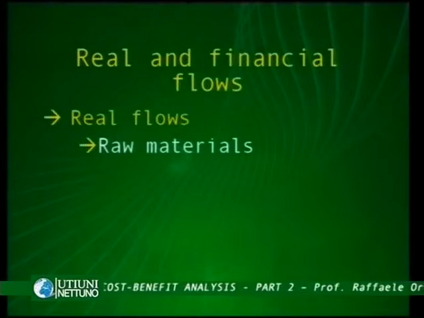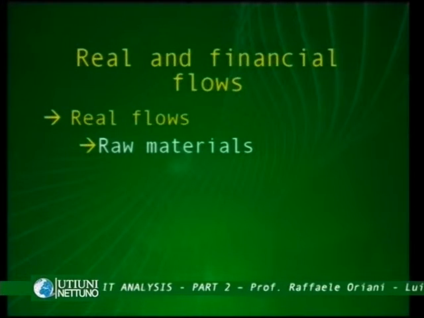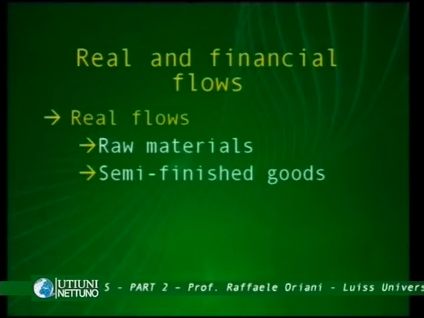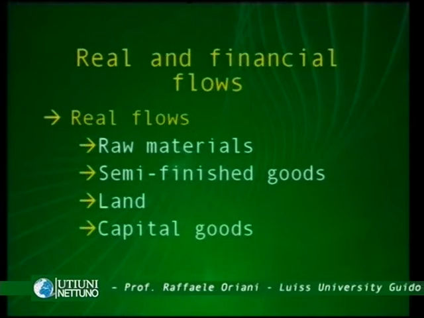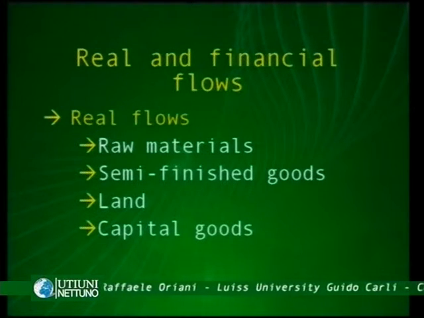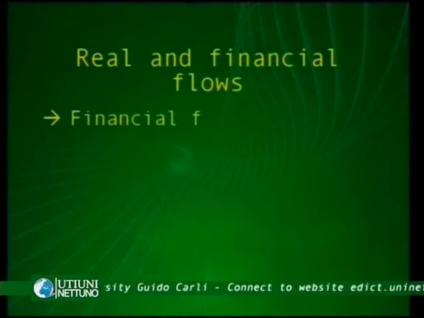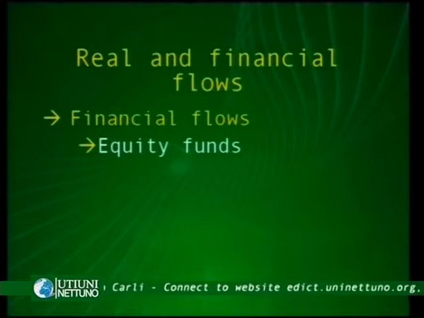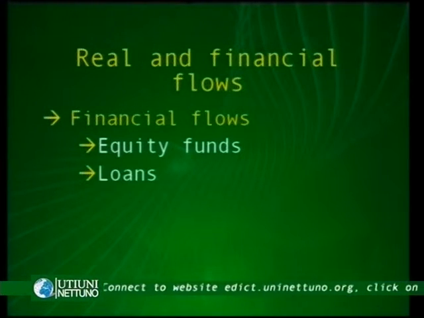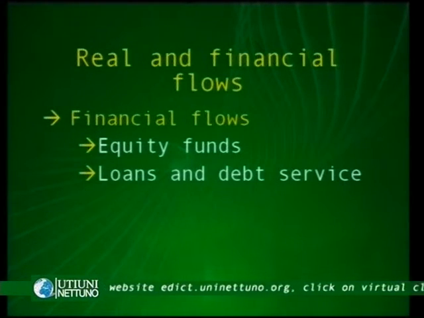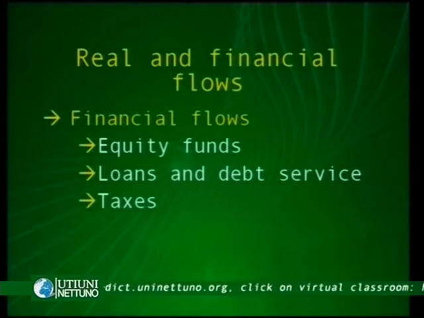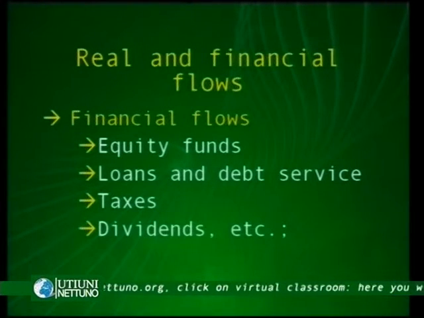So typically real flows that are used by the project are represented by raw materials, semi-finished goods, land, capital goods, and labor. The financial flows instead are represented by equity funds, loans and debt service, taxes, dividends, and so on.